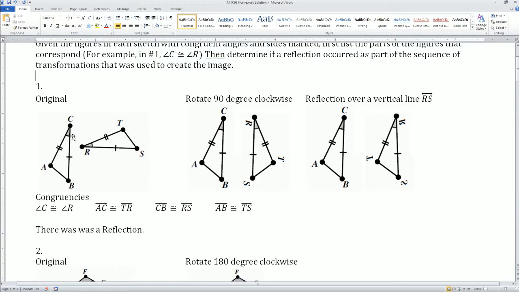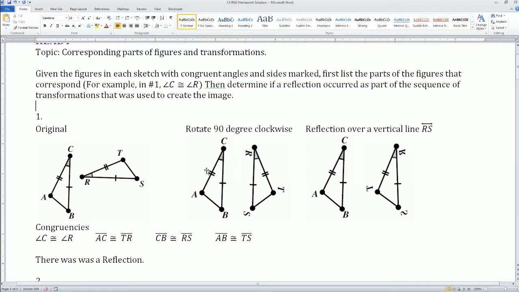Here, I have the original image. I rotate the right triangle 90 degrees clockwise. That's why the R goes on top, and the S, which was right here, goes to the bottom because of the 90 degrees clockwise rotation. Then I reflect it over the vertical line of RS. That's why it flipped. The R was on the right hand side, now it's on the left hand side.